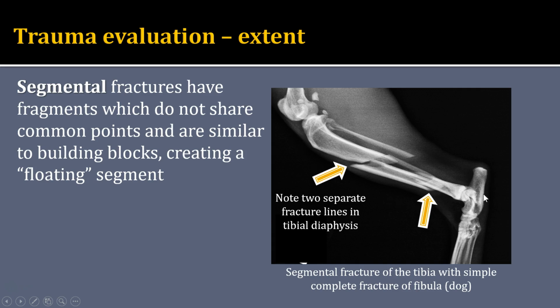So this is a lateral view of the tibia in this patient, and if you notice, there is a fracture line that's complete through the mid diaphysis, and then there's a second fracture line that is complete through the distal diaphysis, and so that creates this separate piece of bone that is kind of floating by itself, and so this is a segmental fracture. Now notice this patient also has a simple fracture of the mid diaphysis of the fibula.